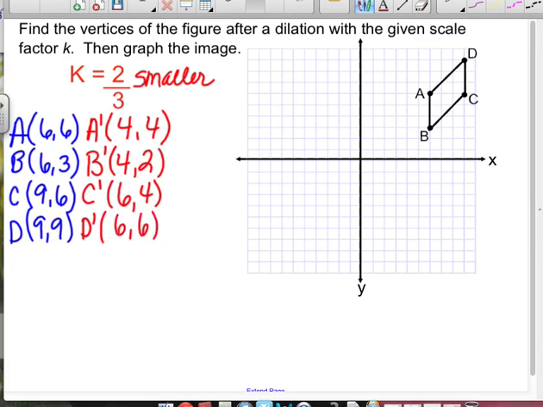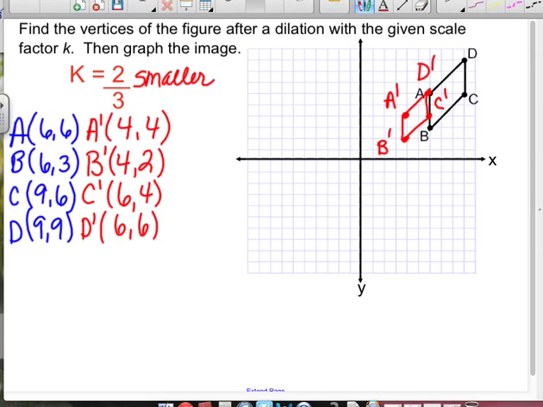Now, let's plot these points. A prime, right 4, up 4. B prime, right 4, up 2. C prime, right 6, up 4. And D prime, right 6, up 6. 1, 2, 3, 4, 5, 6. It overlaps, and that's okay. And here is my new image. And it is a little bit smaller than the original. It's 2/3 of the size of the original.